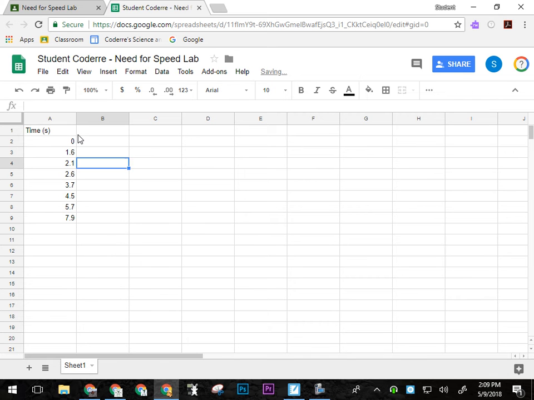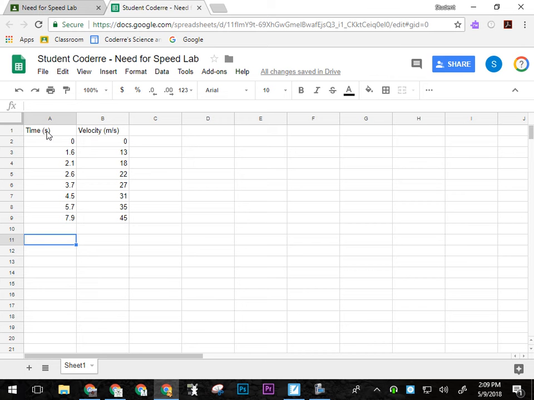All right, and then I'm going to go over here and put in the velocity data. That is in meters per second. The first one is 0, and then we have 13, 18, 22, 27, 31, 35, and 45.